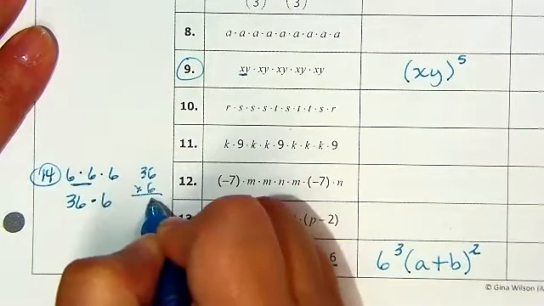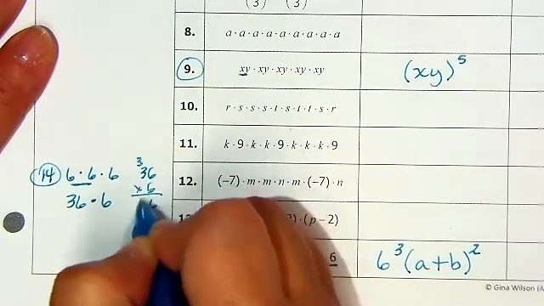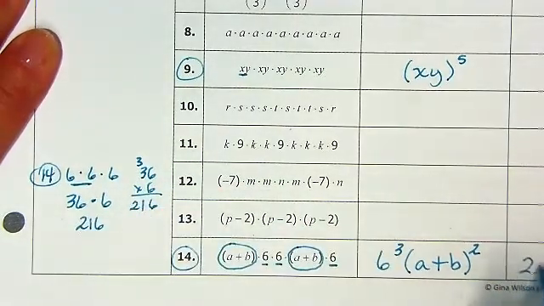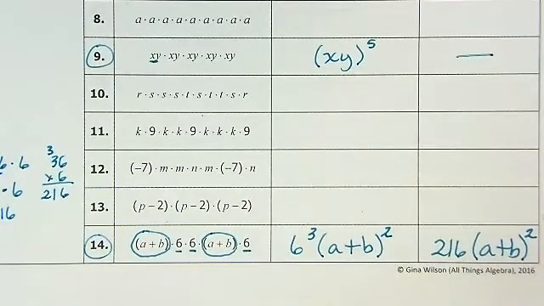6 times 6 is 36, 3, 18, 21. So I'll get 216. So we have 216 open parentheses, a plus b close parentheses squared. And there's my answer for this page. All right, now we're going on to the second page.